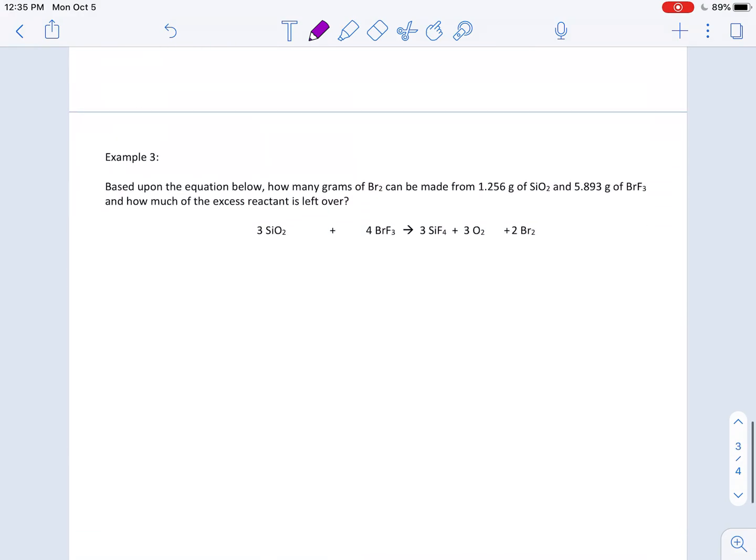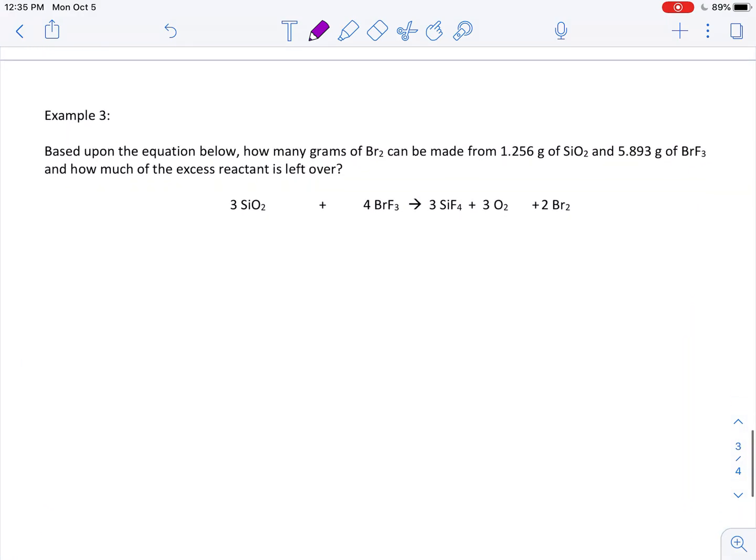Let's see. Oh, got into one more example here. All right, so based upon the equation below, how many grams of bromine can be made from that much silicon and that much bromine trifluoride, and how much of the excess reactant is left over? Okay, so I got 1.256 grams here, and I got 5.893 grams here. And I want to know how much of that is left over.